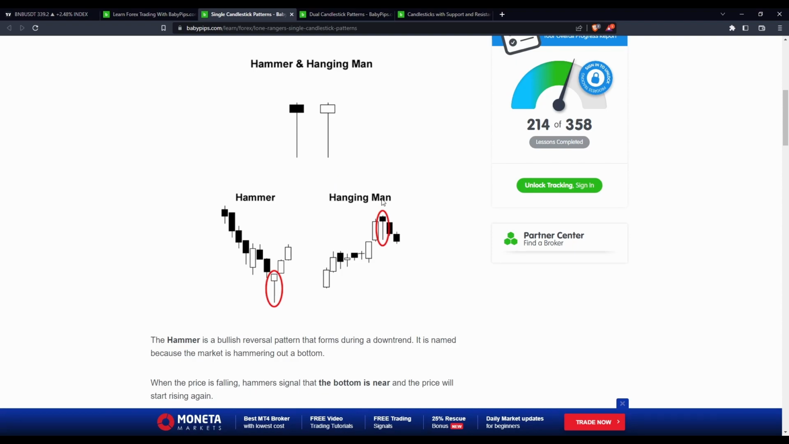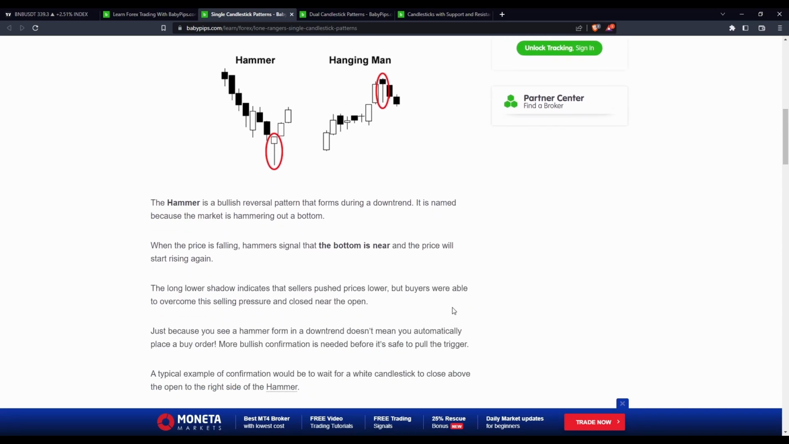Right, the same way you can use the hangman. Sellers took control and pushed it to the downside. Buyers stepped in, but the buyers couldn't take control of the candle, couldn't take control of the market. The sellers still had the advantage when this candle closed red. And then you can see the market reverses to the downside.